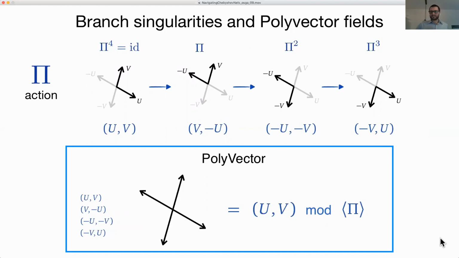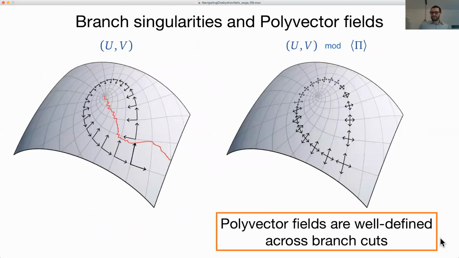You can think of it just as you think of the whole X from the two pairs of vectors. And these objects are well defined across a branch cut because we don't notice the fact that U and V may have swapped places or gone into the negation. And we're actually looking now at a multiple covering of this surface.